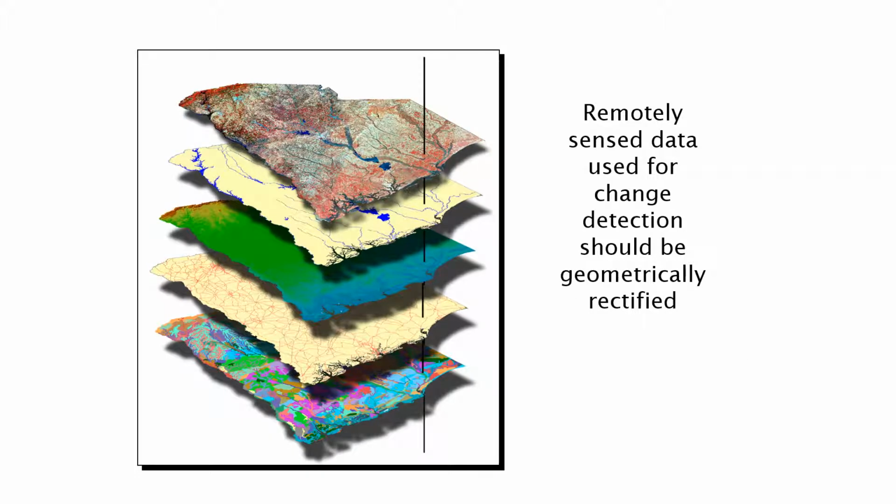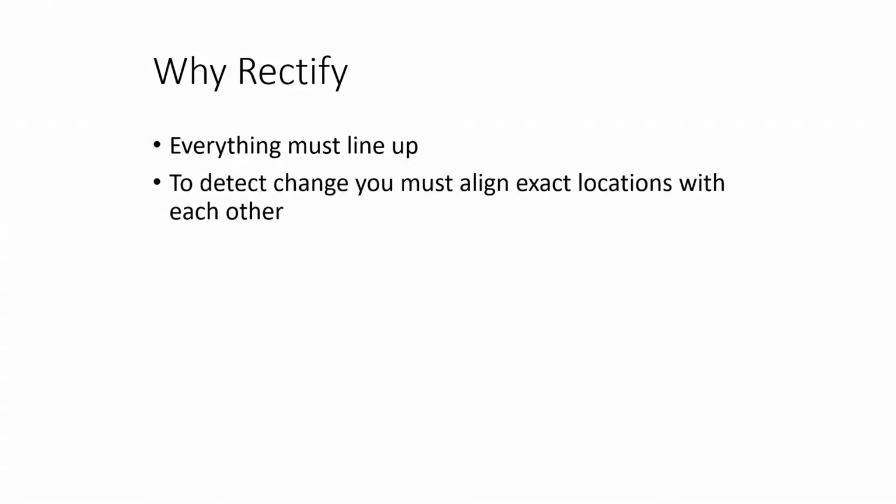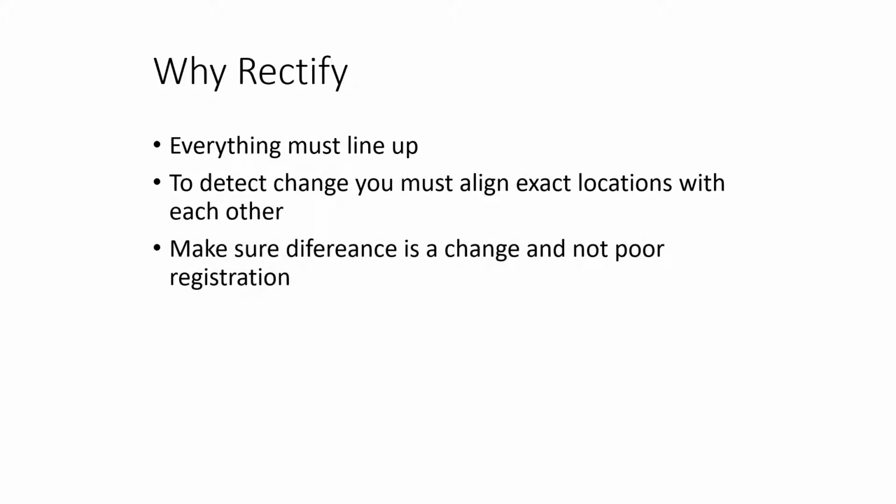Everything should be geometrically rectified. In other words, not just that it's georeferenced, but that all the images that you're working on, all layers, all the data sets, are as close to 100% perfectly aligned as possible. Why do we rectify? Everything needs to line up for change detection. To detect change, you must align exact locations with each other. You've got to make sure that a change is a change and not just a poor registration.